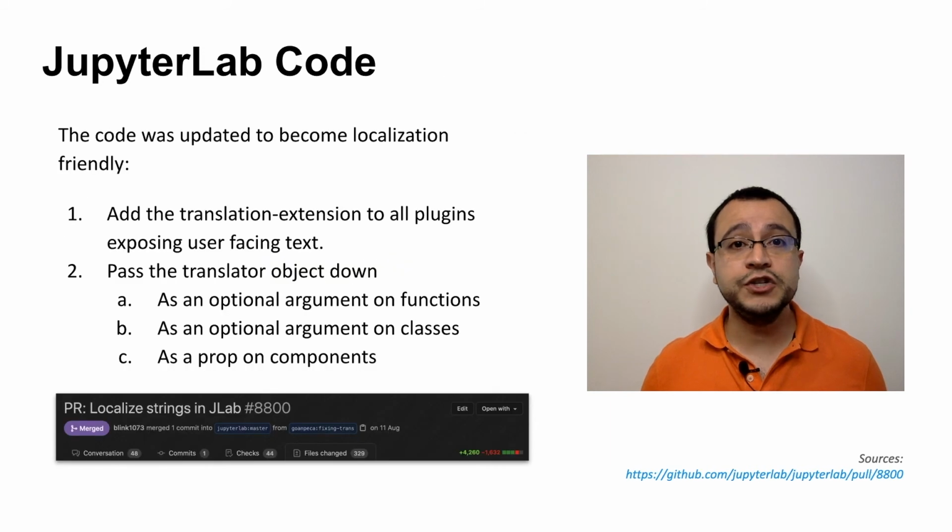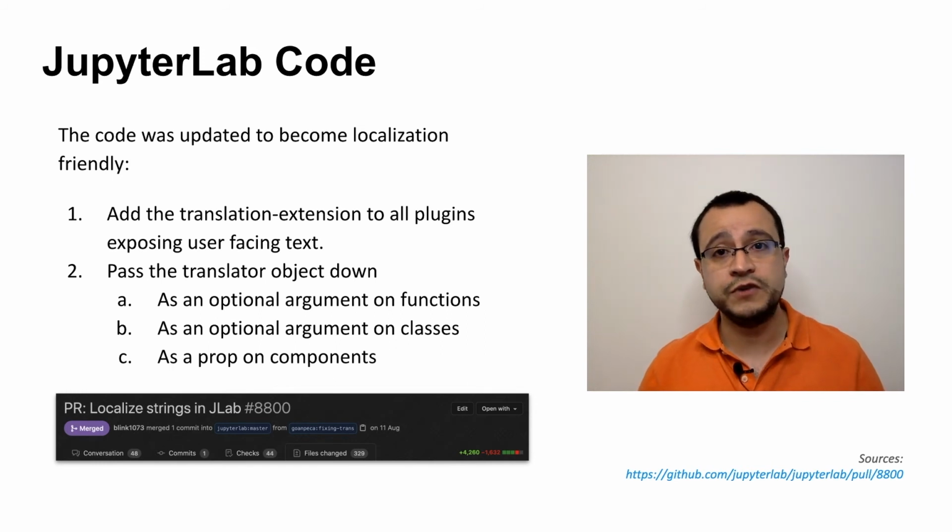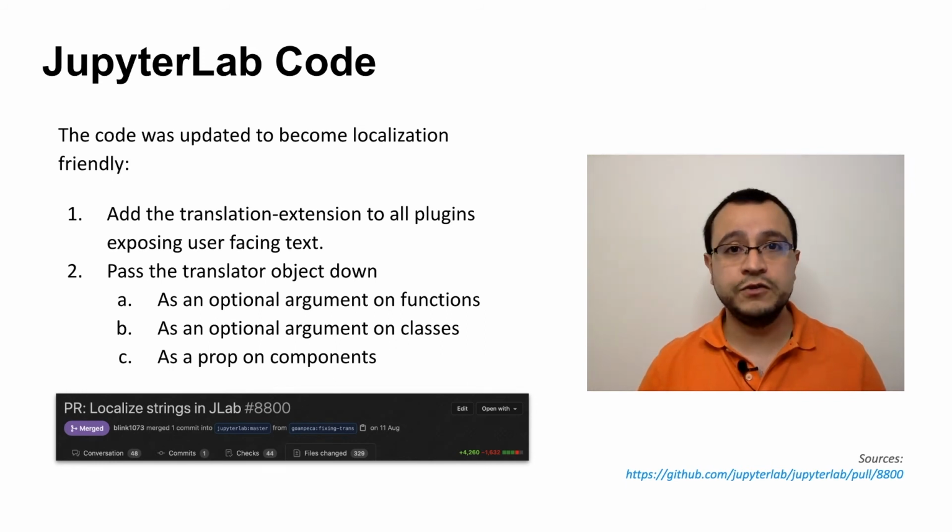Finally, with initial tooling created, the code was updated to include the ITranslator and extensions and pass it down to class constructors, to methods, and to components. This final PR was massive. Over 300 files were modified.